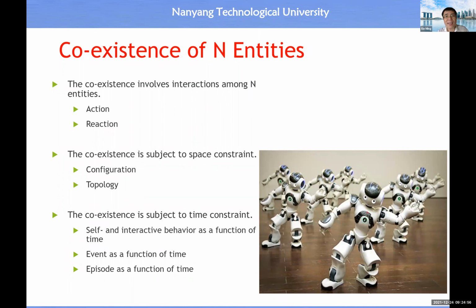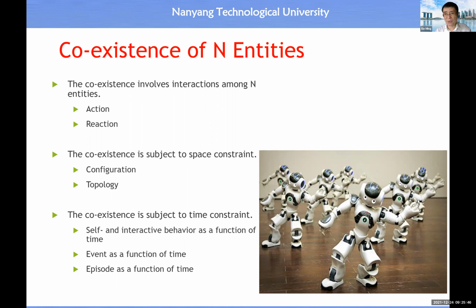Then if there is more than one entity in the physical world, we can talk about the constraints among the physical entities themselves. The properties which condition the action, reaction, configuration, and topology among the entities are basically called constraints. Then on top of these constraints due to the properties of the physical entities themselves, there are two default or generic constraints. One refers to the space constraint, another refers to the time constraint.